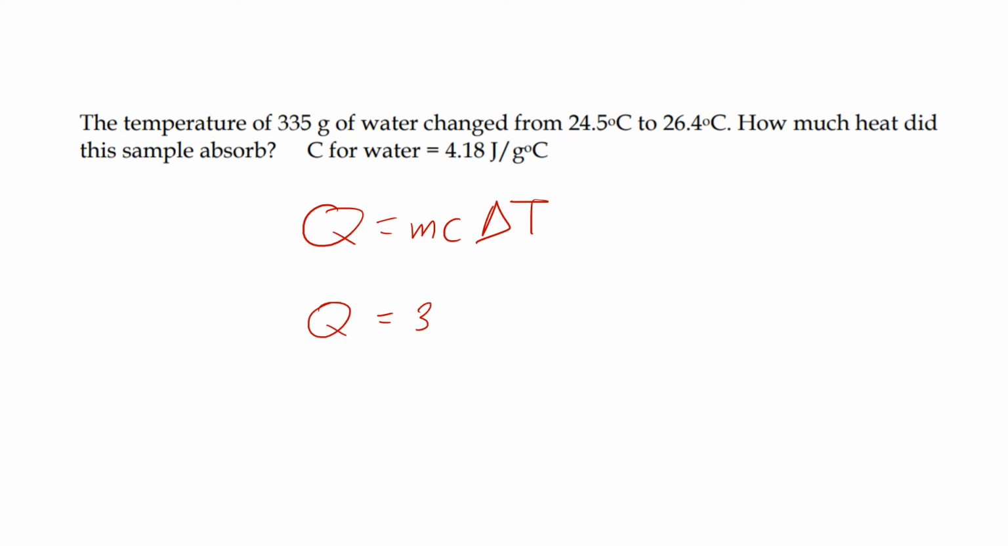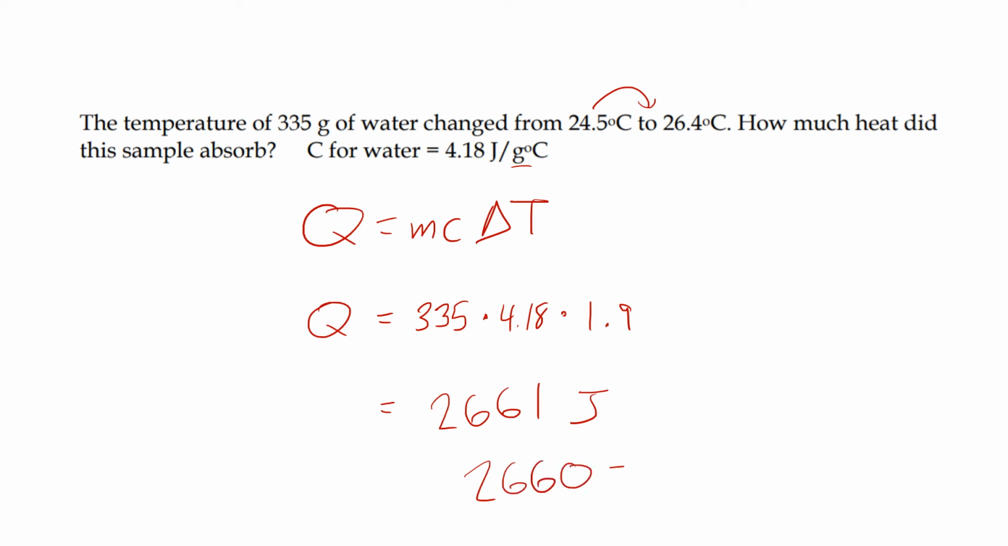M is the amount of water, 335. We'll just use the grams because that's the number we have for C. Times C is 4.18, times the change in temperature. We went up by 1.9. Alrighty, so we multiply all those together, and we're going to get 2,661 joules. Now we should round that off to 3 sig figs, so it looks like 266 joules or 2.66 kilojoules. Any way you want to represent that.